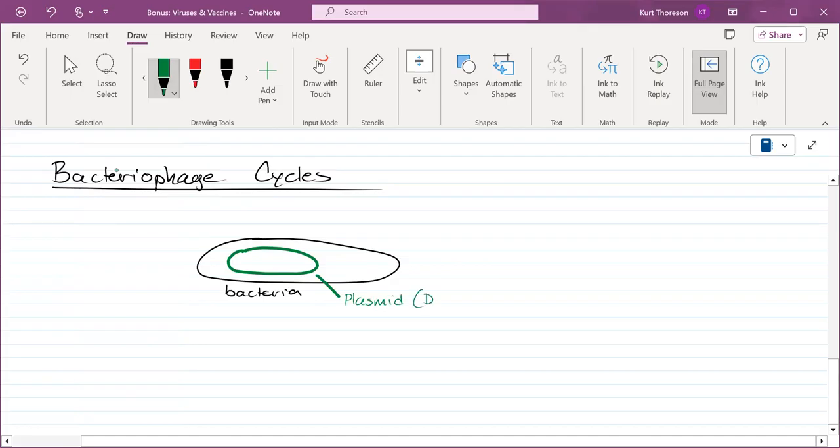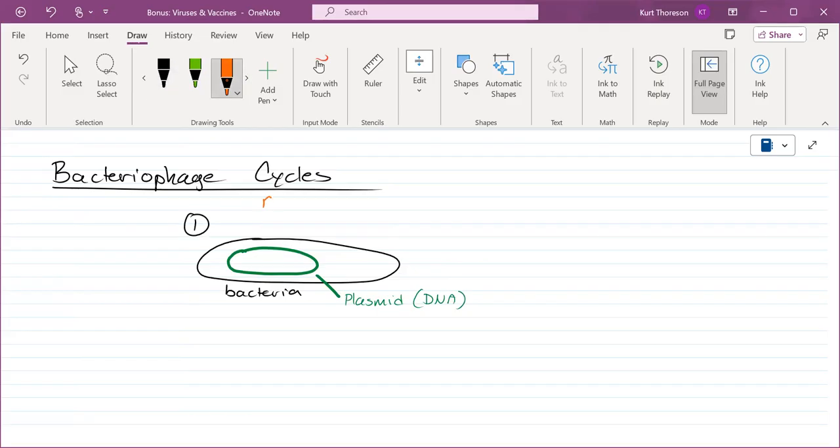This is DNA. Okay, I'm not going to label it every time. This is going to be step 1 of the cycle I'm going to teach you. Here we go. This is a bacteriophage. And this first stage is called attachment. The bacteriophage lands on the surface of a cell.